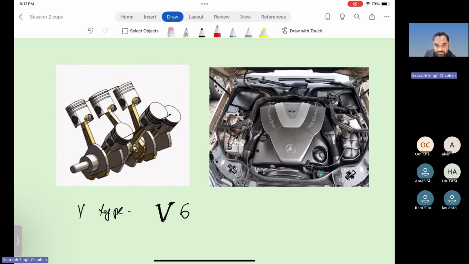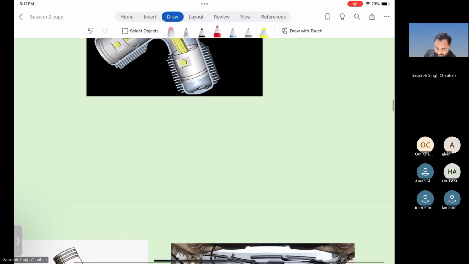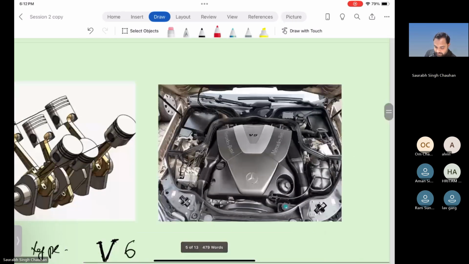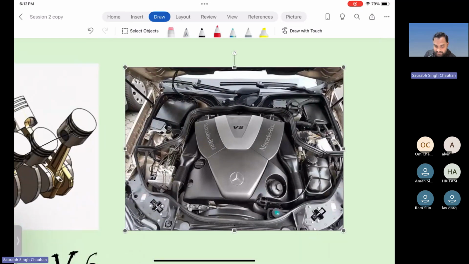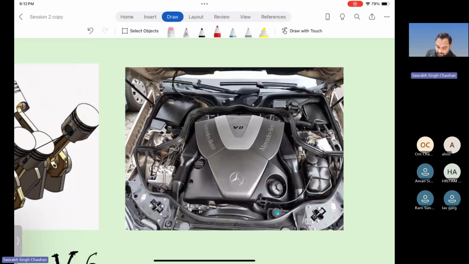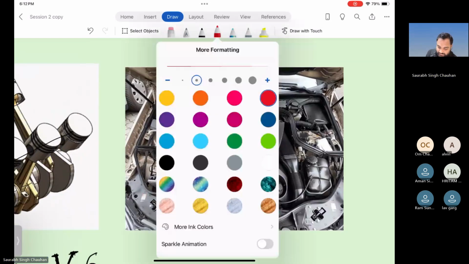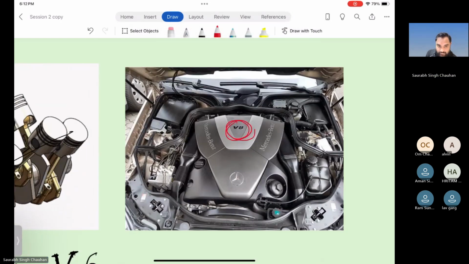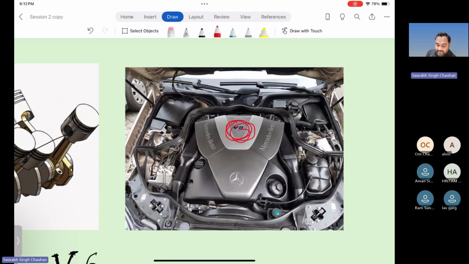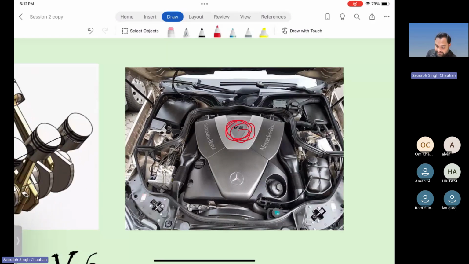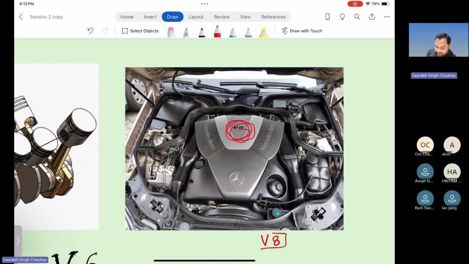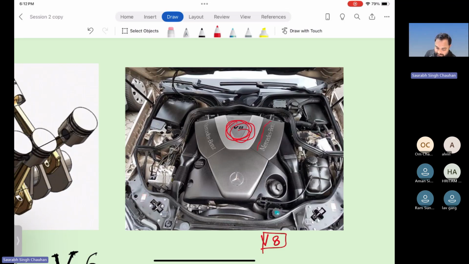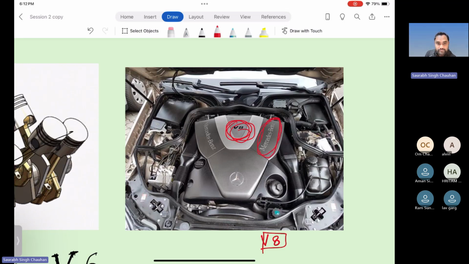Can you see? I think I should zoom it. Yes, now I think it will be visible. So this is V8 engine. Why V8? Because the cylinders will be arranged in shape V and the number of cylinders will be 8. Okay, so this is engine of this car, Mercedes Benz.